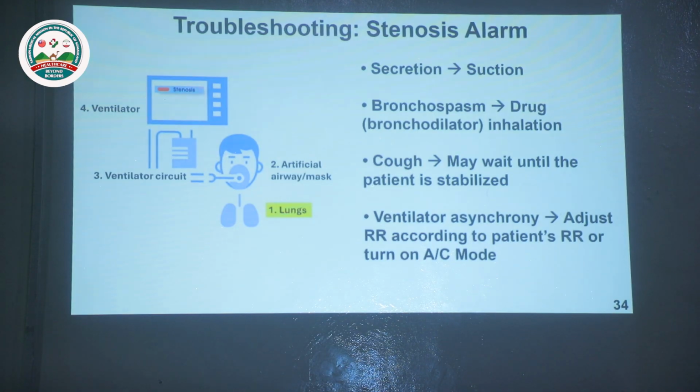And the final common thing is ventilator asynchrony. This asynchrony means that if the patient has spontaneous breathing and the patient wants to exhale, but at the same time the ventilator delivers inspiratory gas, these two gases, expiratory gas from the patient and inspiratory gas from the ventilator, collide with each other. This can also activate the stenosis alarm, and this is called ventilator asynchrony. So you can adjust the respiratory rate according to the patient's respiratory rate, or just turn on assist control mode to let the ventilator sense the patient's trigger.